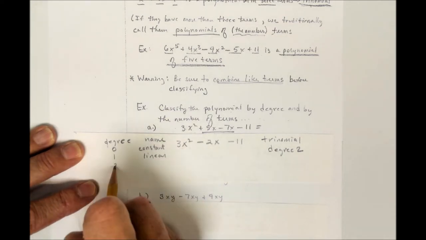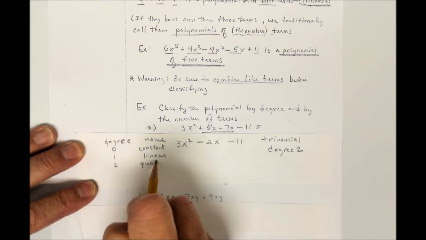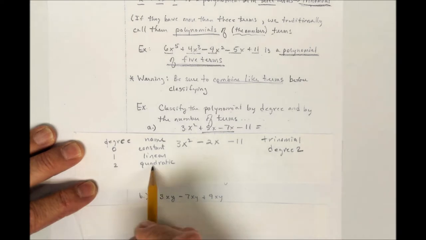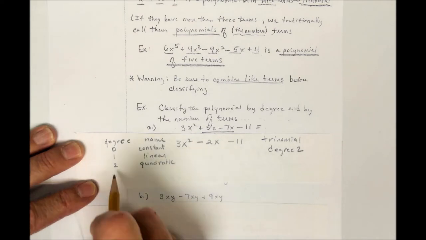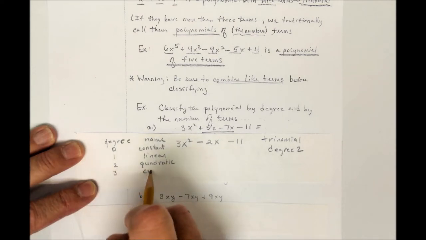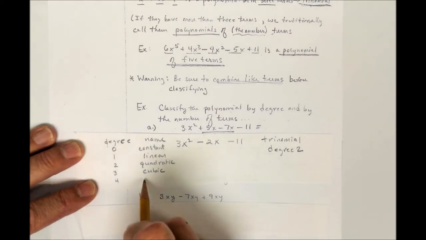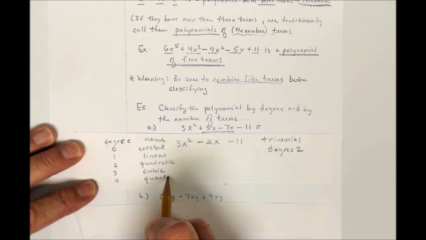If it's degree 2, we call it quadratic, and I know quad kind of looks like 4, but that's coming from an old expression that they used for squares. They used to call squares quad angles, and squares are two-dimensional, so degree 2. If it's degree 3, we call it cubic. And there's a whole bunch of these. I'll do one more. 4 is called quartic, and so on.